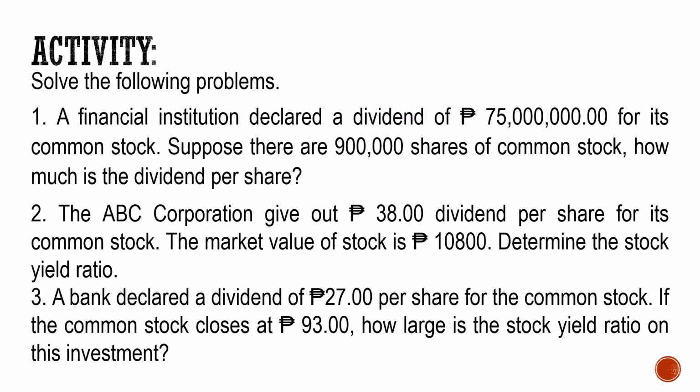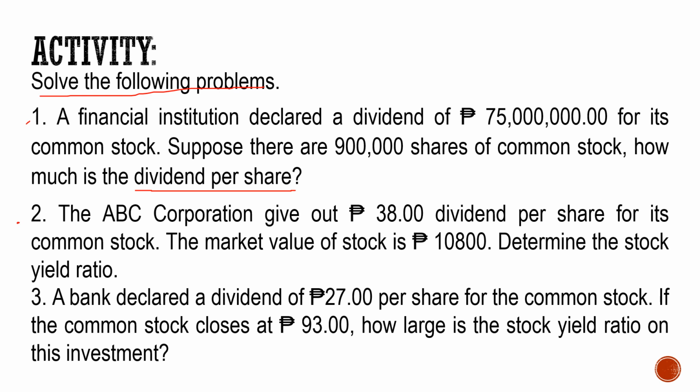For your activity, you're now asked to solve the following problems. Your first problem: a financial institution declared a dividend of 75 million pesos for its common stock. Suppose there are 900,000 shares of common stock. How much is the dividend per share? So you're asked to solve for the dividend per share for problem number 1.